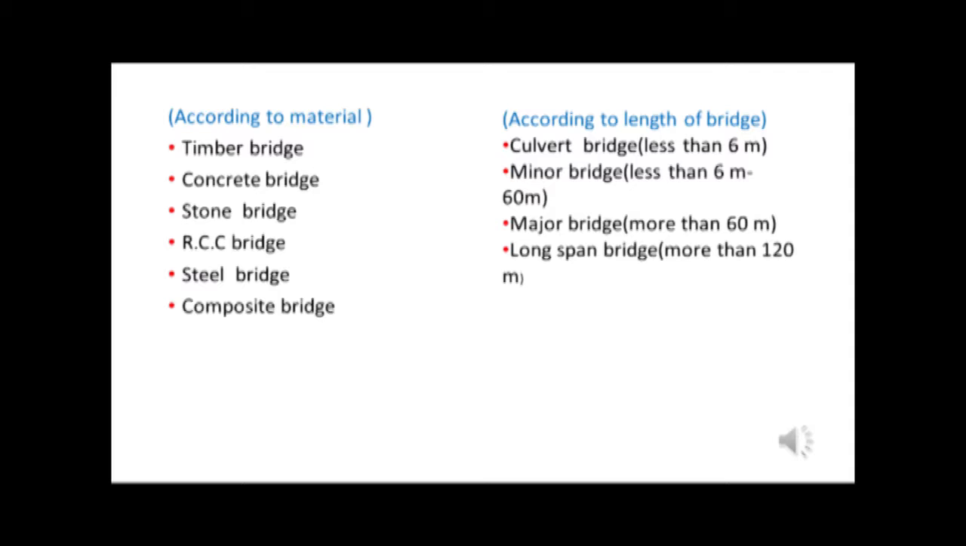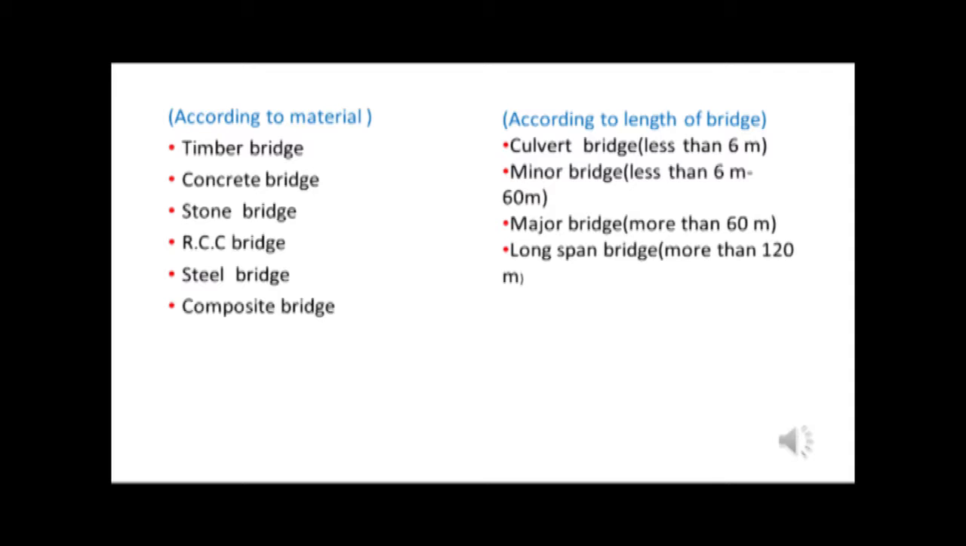The third type of classification is based on the length of the bridge. The length plays a very significant role in classifying bridges. A different length can altogether make a bridge named differently. For example, if we have a length less than 6 meters, it's a culvert. If the length ranges from 6 to 60 meters, it's a minor bridge. And a length exceeding 60 meters makes it a major bridge.